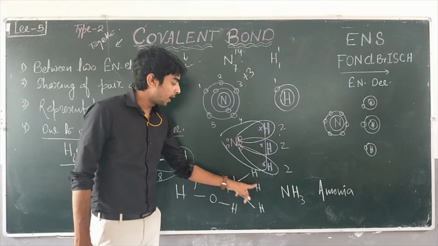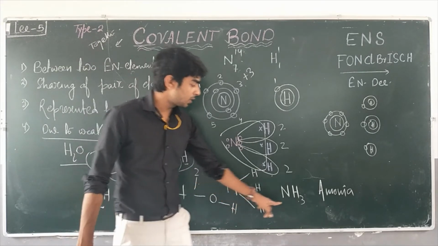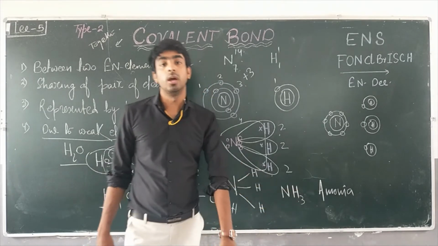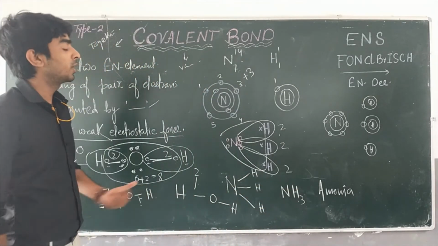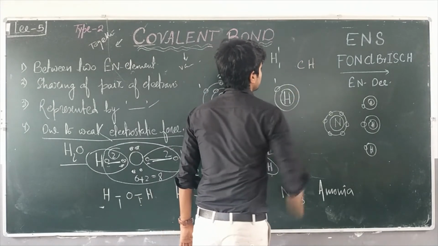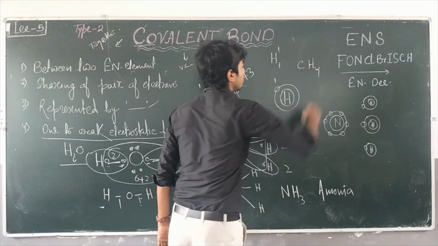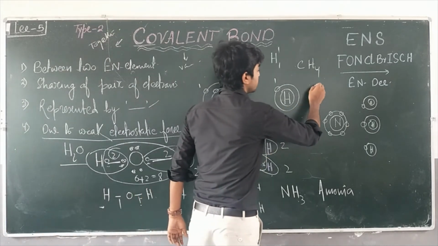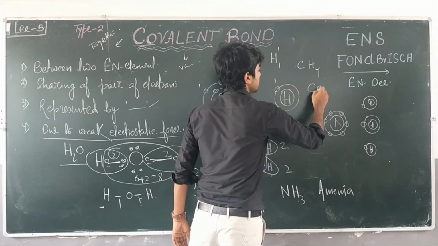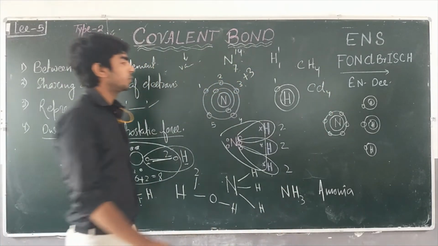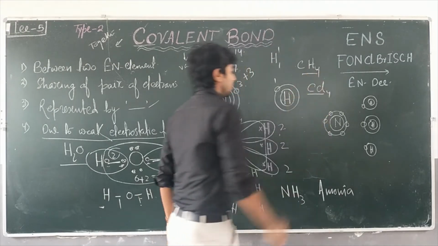Now you see NH3, H is there 3 times and 1 nitrogen is there. This is ammonia. So this is the structure of ammonia. We can discuss lots of things, like you can write down the structure of methane, which is CH4. This is the carbon and hydrogens are there. And you can also draw the structure of CCl4.